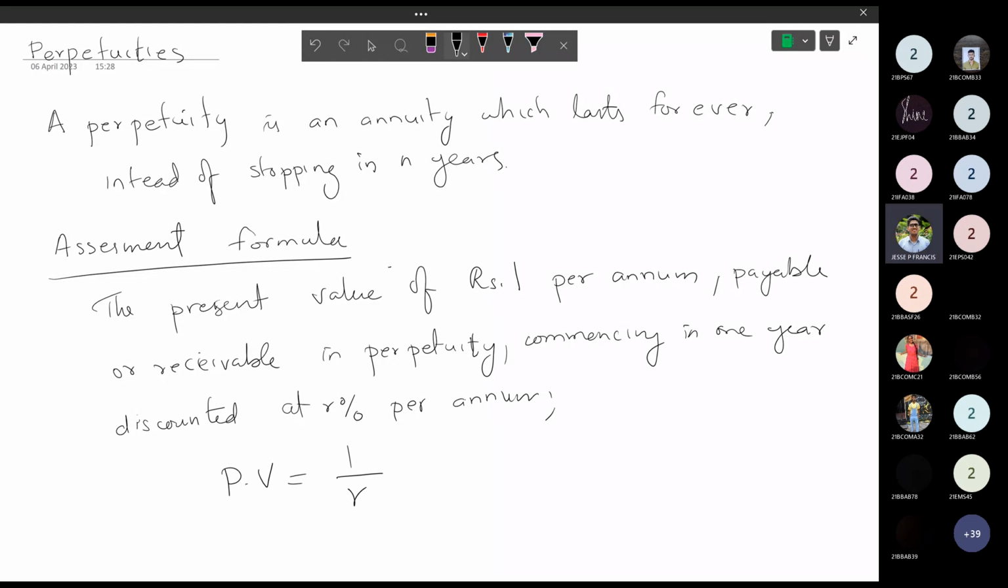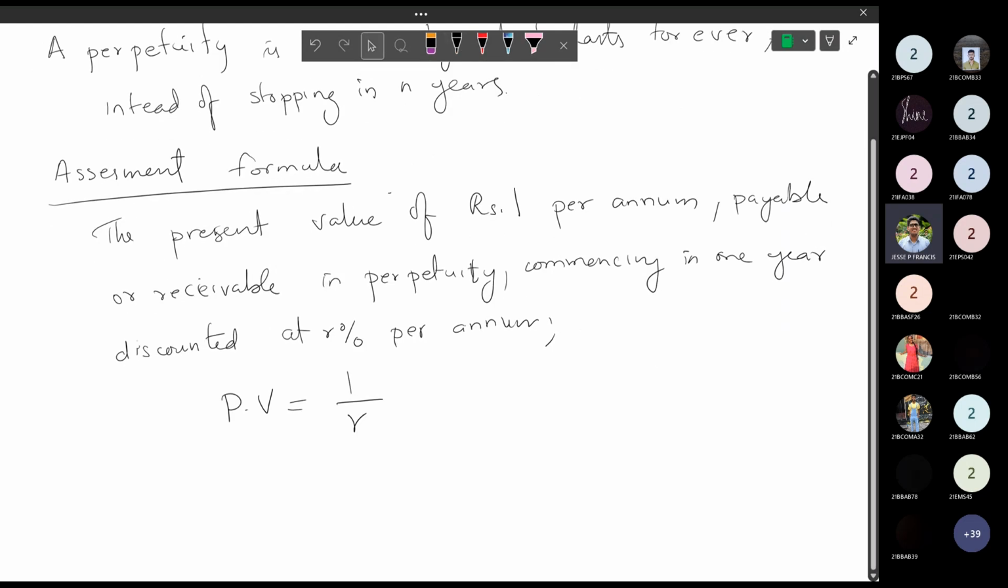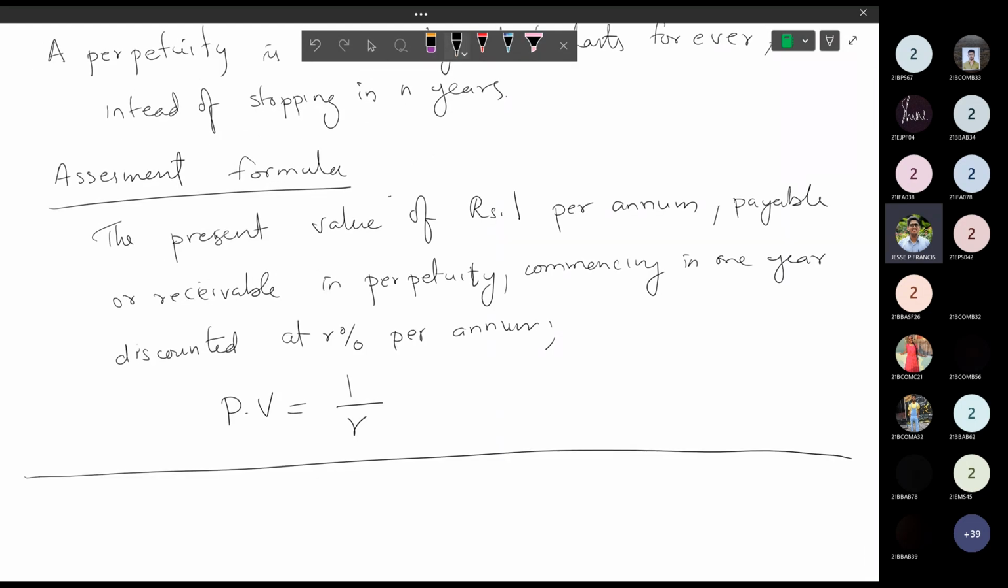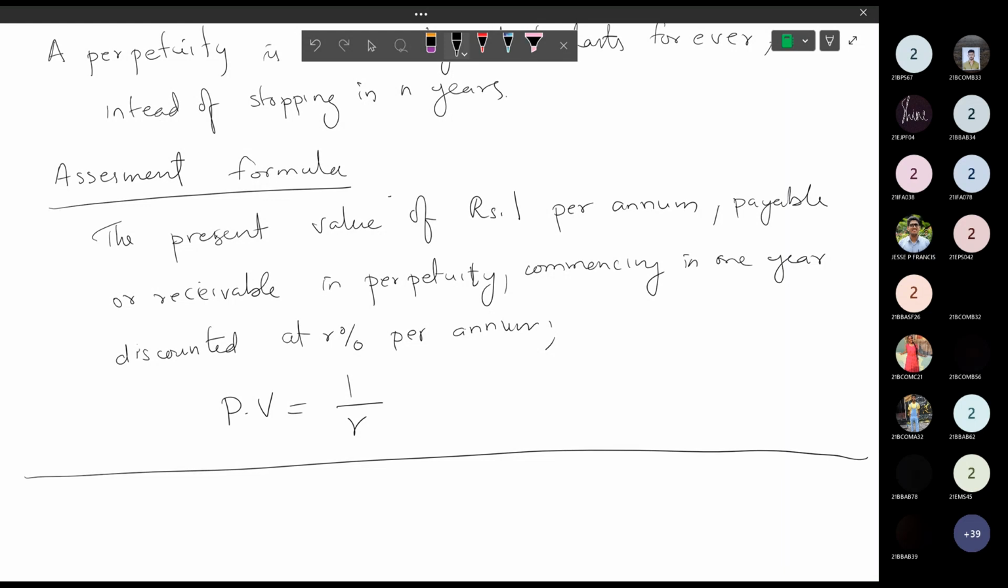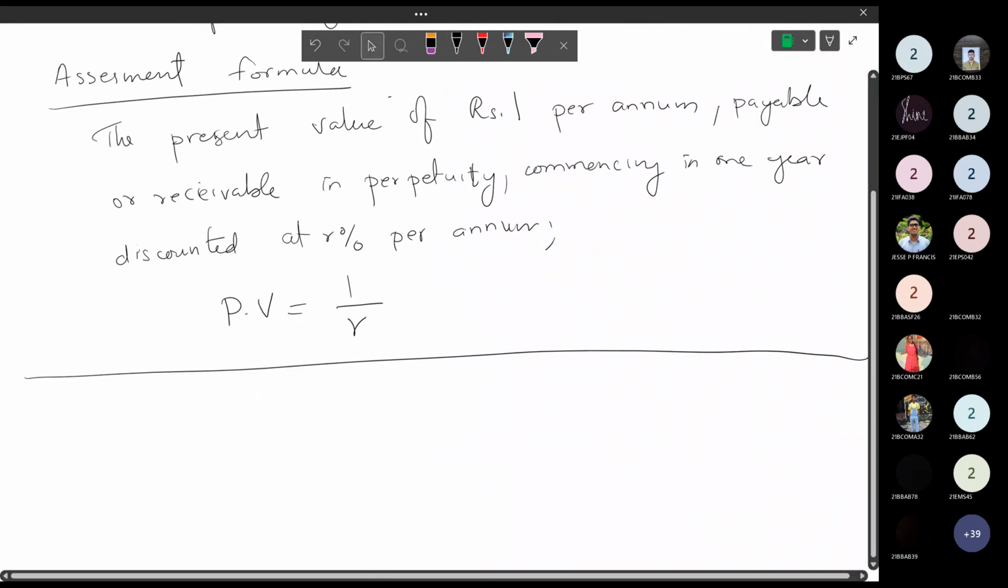We have 4 more minutes, so let's do one quick problem and finish. Now, present value for ₹1 is 1 by R. Therefore, present value for, say, rupees 35,000 will be 35,000 into the factor for ₹1, which is 1 by R. Let's try a question.